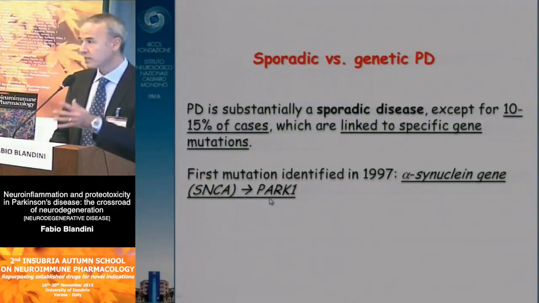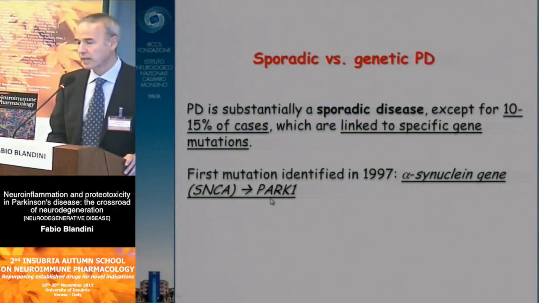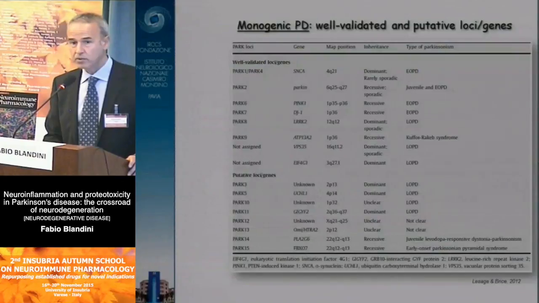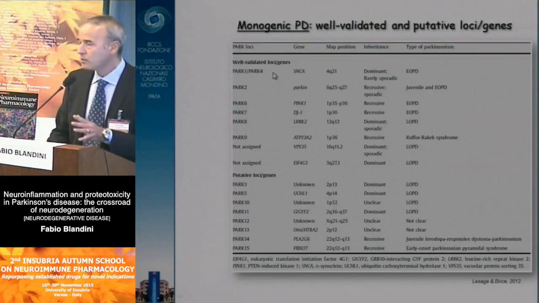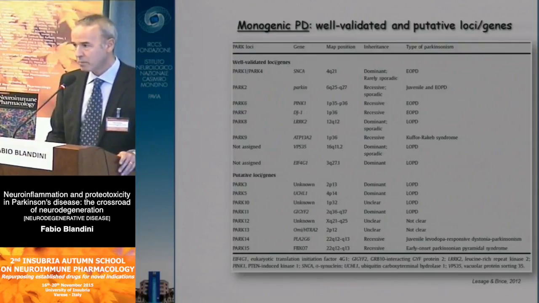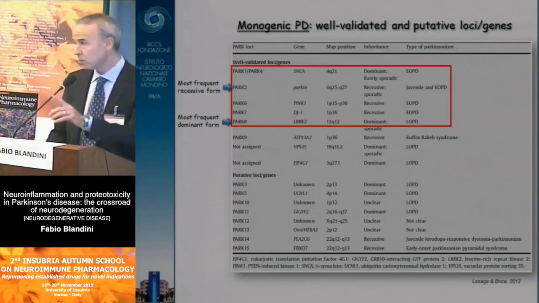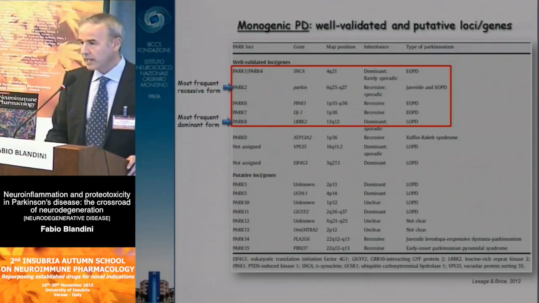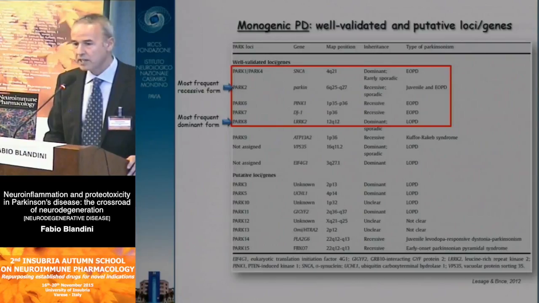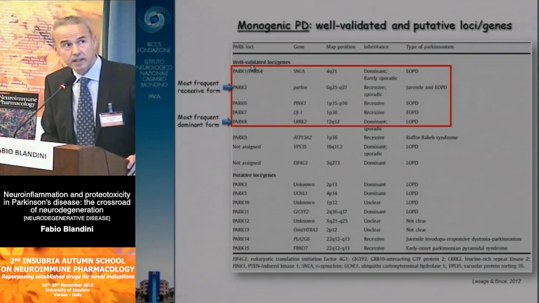So we had the first group of genetic PD termed PARK1, and then others followed, and you can see them here. This is just a list of the monogenic forms of Parkinson's disease. They do not all have the same importance to the clinician, of course. There is a subgroup of familial PD forms which are more frequent in the population, so they are more clinically relevant, and these are represented here in this box.